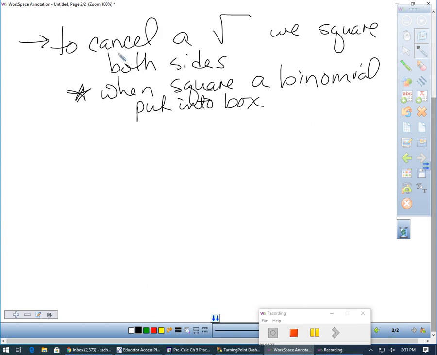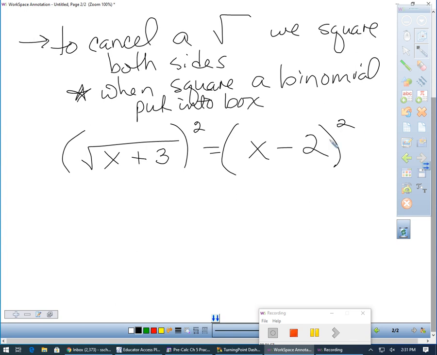Okay? So let's say I have the square root of x plus 3 equals x minus 2. We have the square root by itself. Remember, that was our first goal yesterday, to get the square root by itself. So in order to get rid of that square root, we're going to square both sides. On this side, the square root and the square cancel. Same thing we did yesterday, x plus 3.